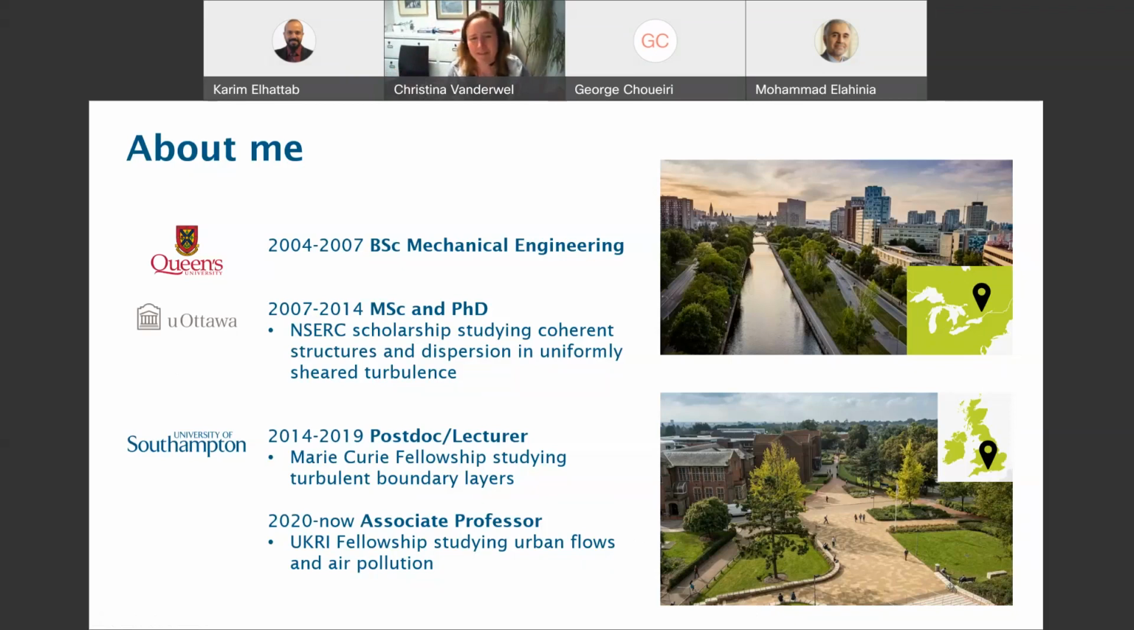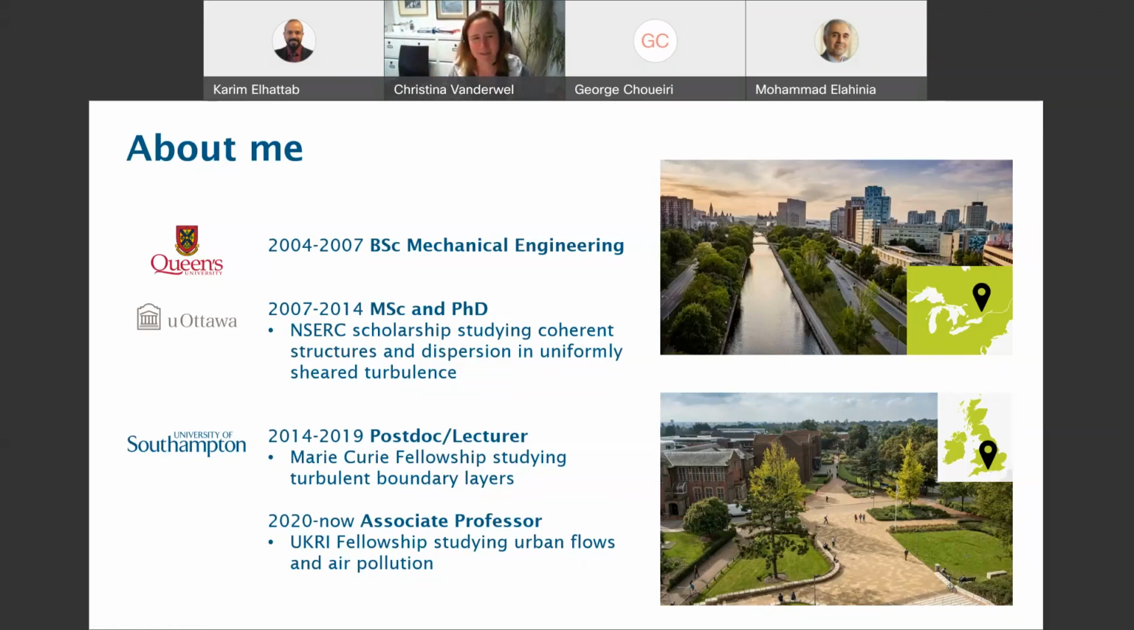The main difference, I would say, between Southampton and Ottawa is that Southampton is in the south of England, and it never gets below freezing here, so we don't get very much snow. And in a way, I miss snow, but in a way, I kind of don't, so that's okay.